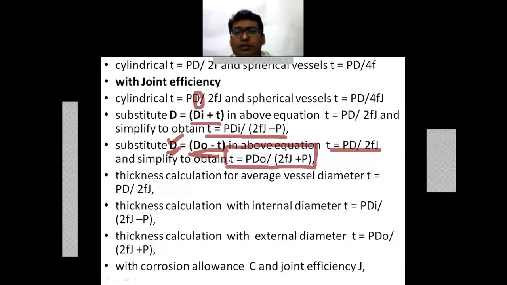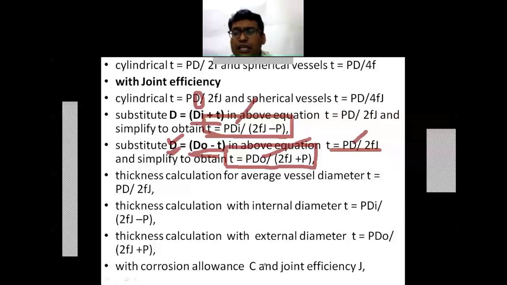So this equation is in terms of the internal pressure and internal diameter. This equation is in terms of the external diameter. This equation is in terms of the average or the mean diameter. So thickness calculation with the internal diameter will be considered as this.